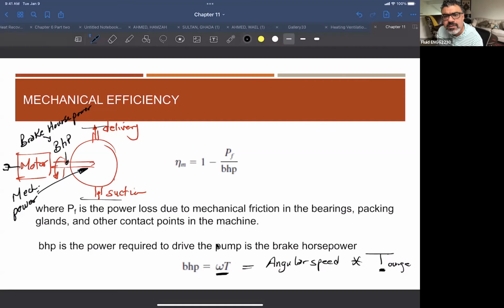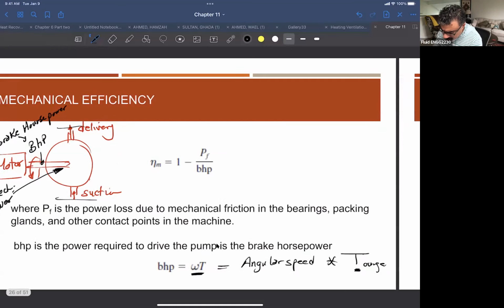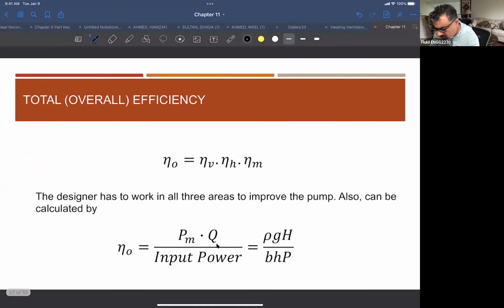These terminologies are the basic fundamental terminology that you need to know about pumps. Those are the basic things that we have to keep in mind for the pump.